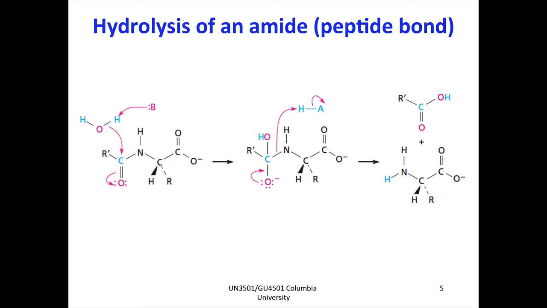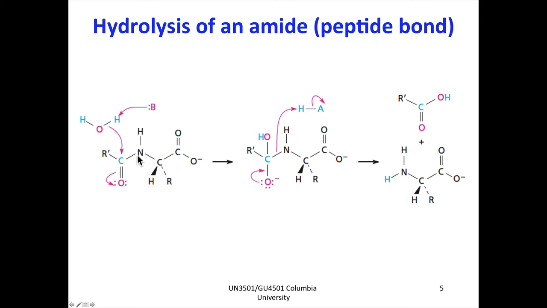So let's look at hydrolysis of an amide. Amides are interesting, of course, to us because amides are peptide bonds. That's the type of bond found between amino acids in proteins. So amino acids are connected to each other in the form of these amide bonds, where the amine group of one amino acid is condensed into an amide bond with the carboxylate carbonyl of the next amino acid. Okay, so this is the amide bond.